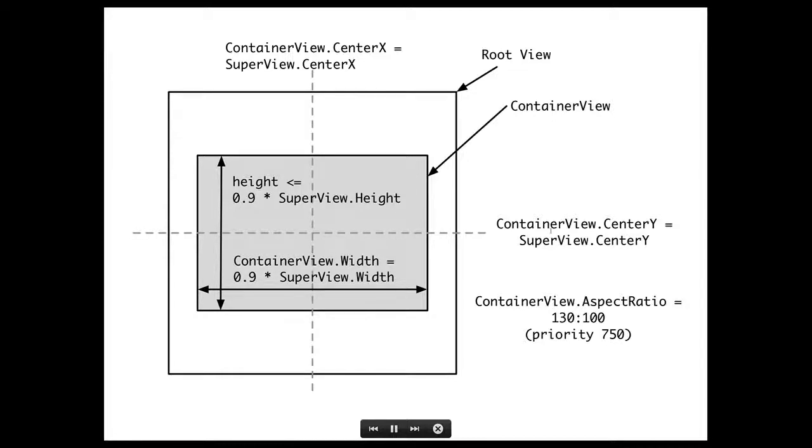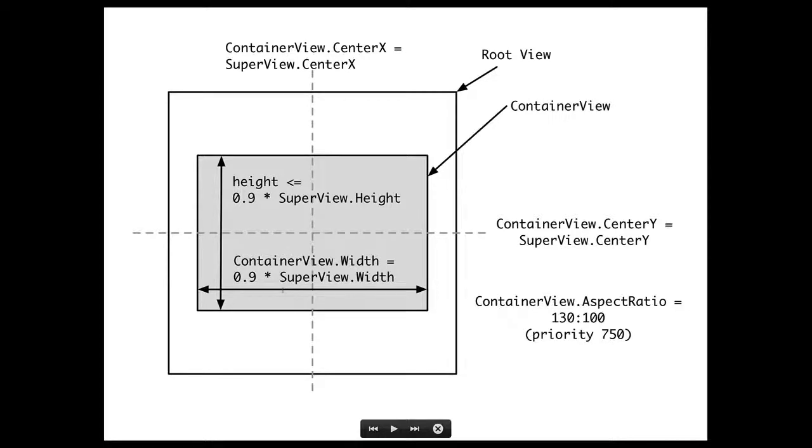So I'm going to set those constraints. Then I'm going to make sure the height is less than or equal to 90% of the super view height. So you're actually going to use a constraint now that, instead of just equals, I'm going to do a less than or equals on that. So the height is 90% of the height.